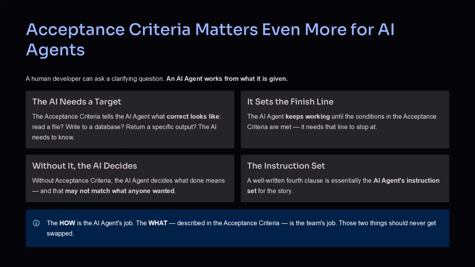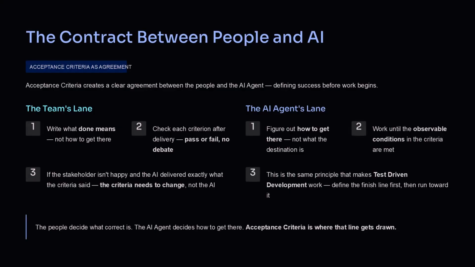In practice, a well-written fourth clause becomes the agent's instruction set. The how is the AI's responsibility. The what, defined in the acceptance criteria, is the team's responsibility. Those two must not be confused. At its core, acceptance criteria is a contract. It's an agreement between people and the AI agent. It defines success before the work begins.